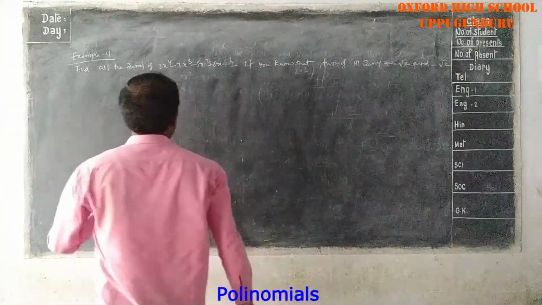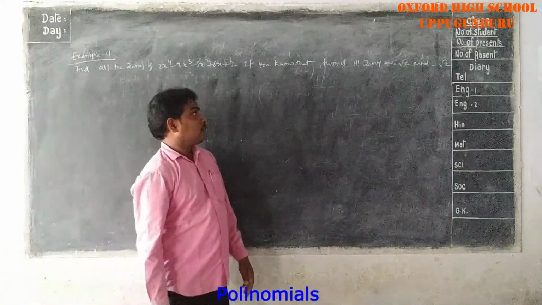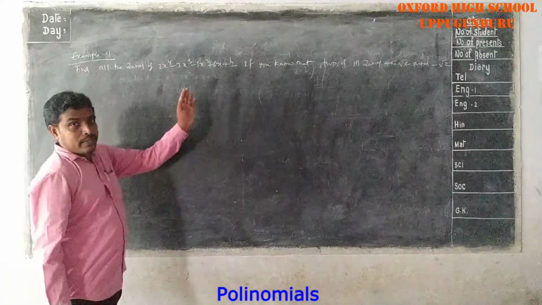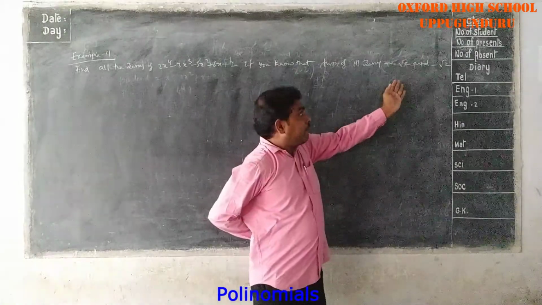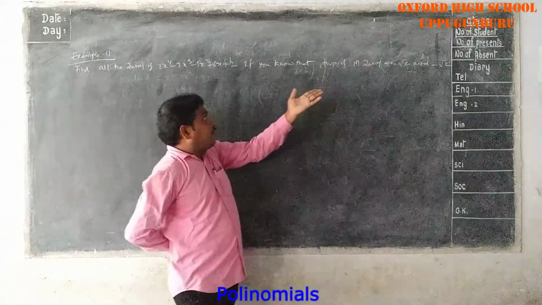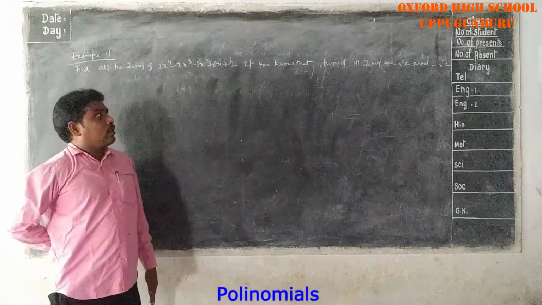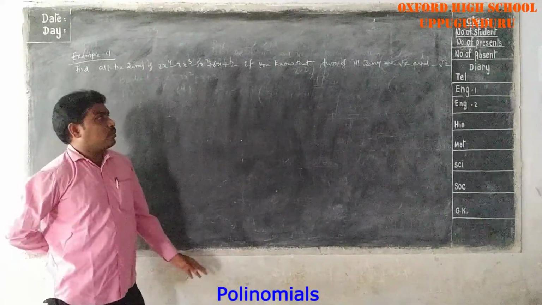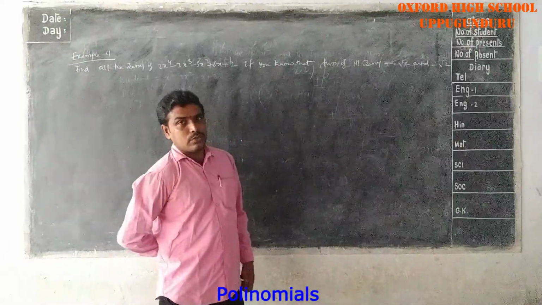So they gave degree 4 polynomial. Further they gave 2 zeros. You have to find remaining 2 zeros. So to find remaining 2 zeros, you have to find a quadratic polynomial having those 2 zeros. When you divide this degree 4 polynomial with that quadratic polynomial, you will get quotient as another quadratic polynomial. So by factorizing that quadratic polynomial, you will get the remaining 2 zeros.